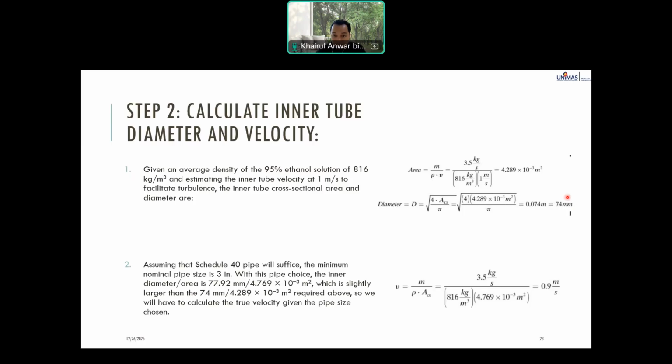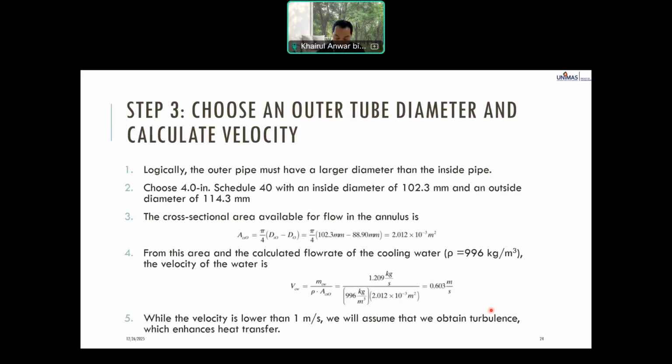Then using the new information, which is 77.92, we calculate the actual velocity. So 4.76 times 10 to the power negative 3 meter square. This is equal to appendix A5-1. Step 3. Choose an outer tube diameter and calculate velocity.